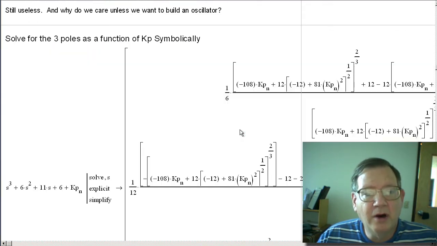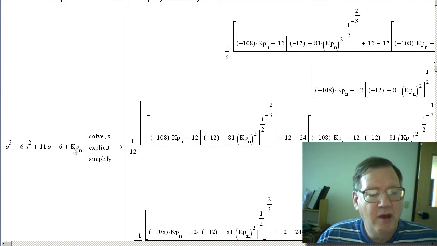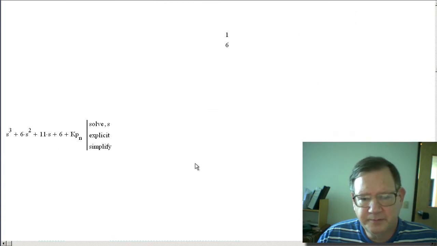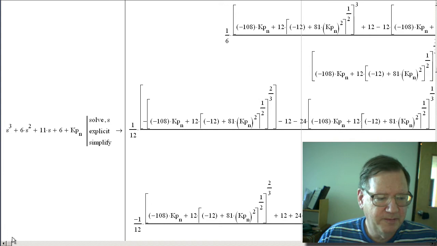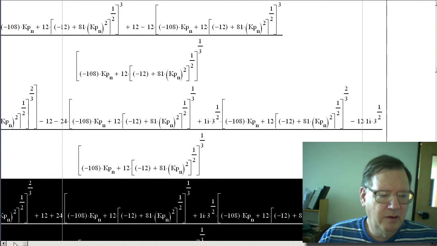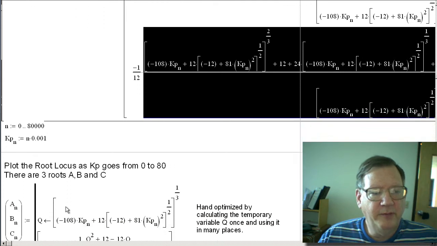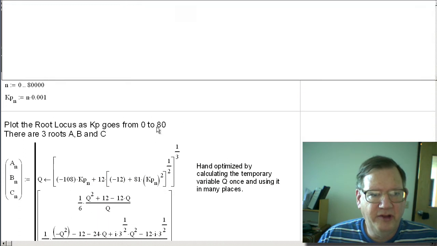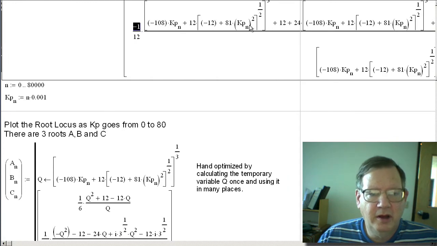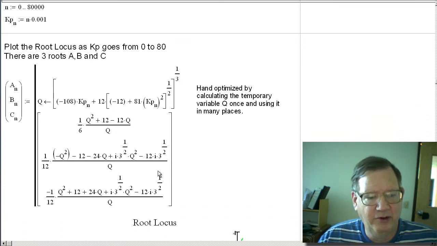Now, just to show the power of using symbolic calculations, I am going to solve for the 3 roots, the 3 poles, symbolically, and I get this long solution. Let's see if I can show you some of it. Oops, too much. Very big. And what I'm going to do is simplify that. So there's this term here that I'm going to assign to a temporary variable called q, and then substitute q in wherever that term is being used.